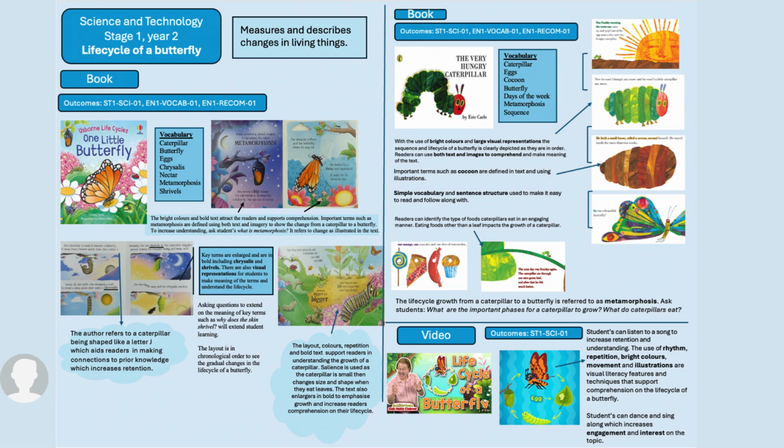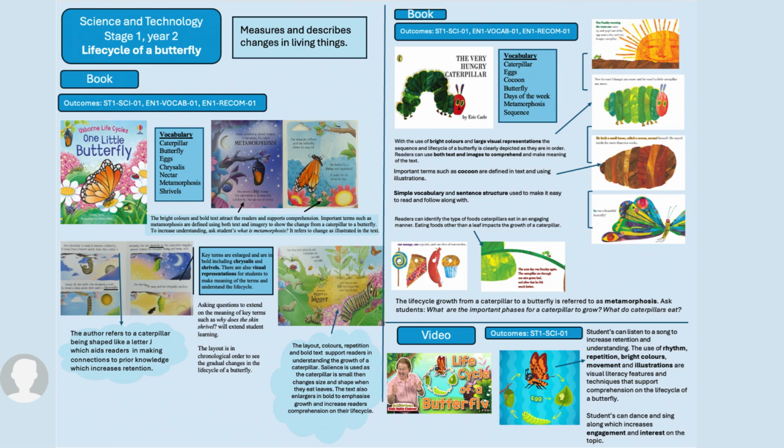Now, the next picture book is The Very Hungry Caterpillar. Focus vocabulary includes caterpillar, eggs, cocoon, butterfly, days of the week, metamorphosis, and sequence. So, with the use of bright colors and large visual representations, the sequence and life cycle of the butterfly is clearly depicted as they are in order. Readers can use both text and images to comprehend and make meaning of the text. Readers can identify the types of food the caterpillars eat in a very engaging manner.